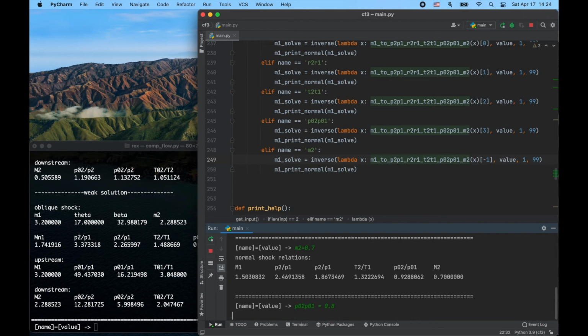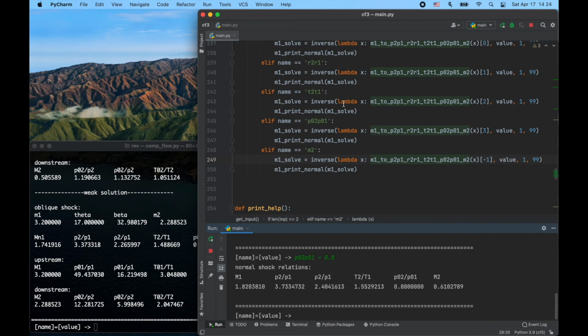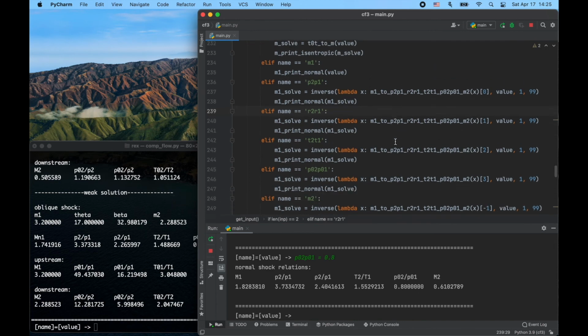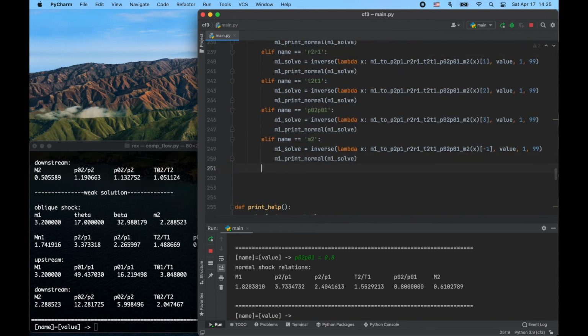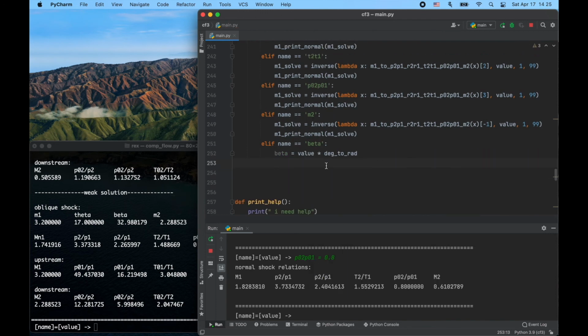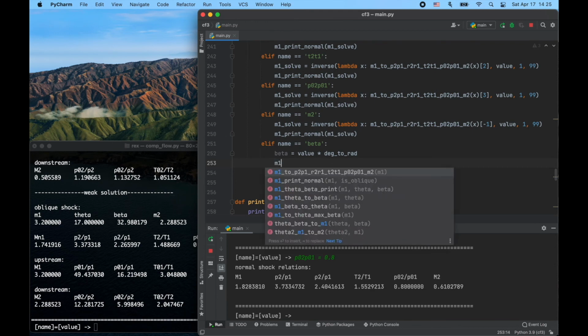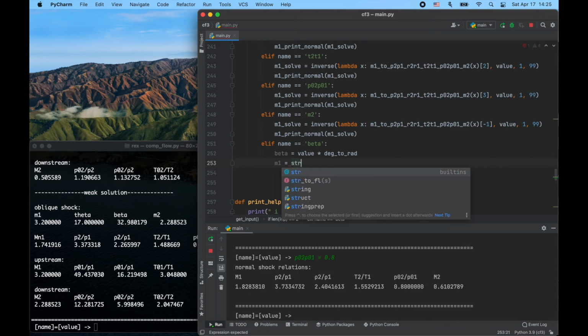Next is oblique shock. So if the name is beta, we convert it from degree into radian. However, if we know the beta value, we still need the Mach number or theta value. So we will ask the user to give us the Mach number.